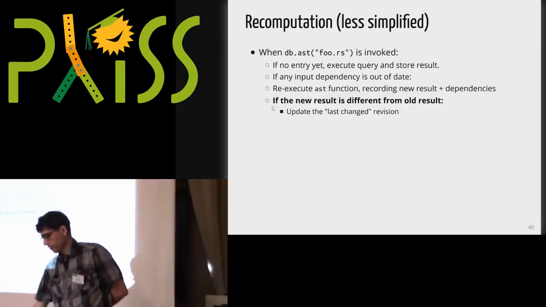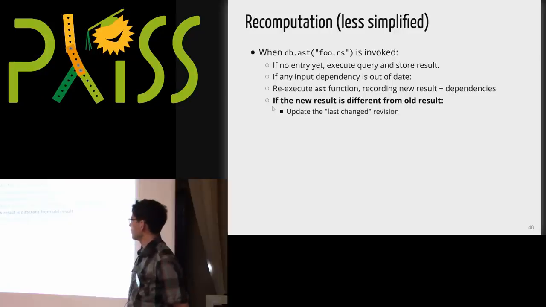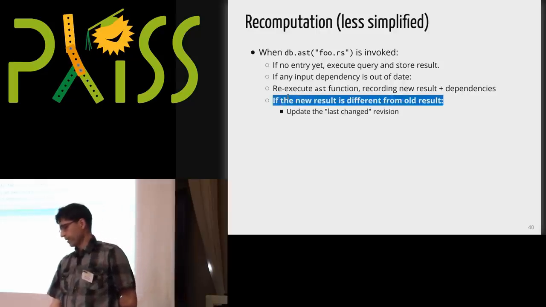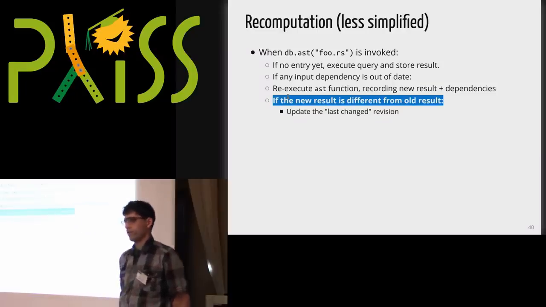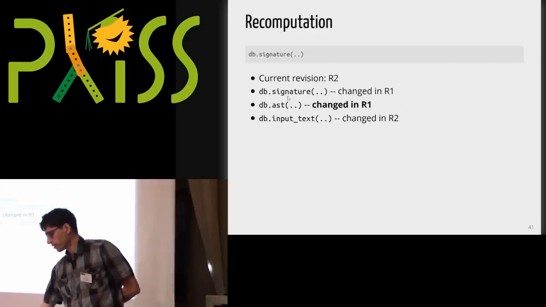So the actual algorithm that we use has this one little twist to it, which says, re-execute the function, but then check if the new result you got from re-executing is actually different. And if it's not, you can just leave things the way they are, and otherwise you update. And this is pretty important in the end for making things really work.